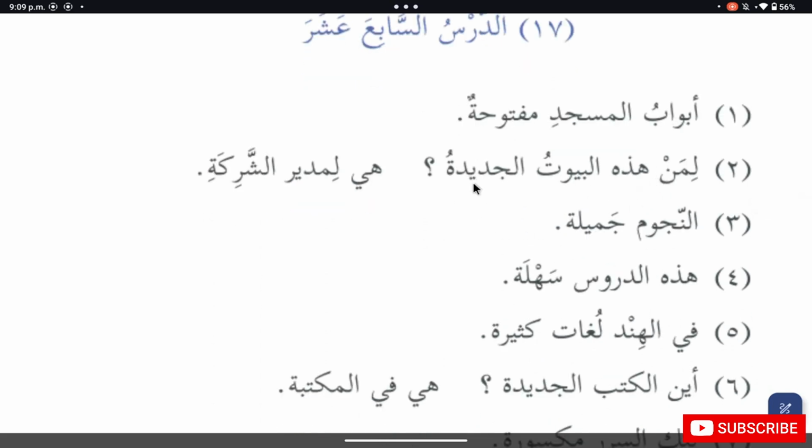لمن هذه البيوت الجديدة. Basically, whose houses are these? For who are these houses? Again, بيوت, feminine singular, non-intelligent, غير عاقل, so we use هذه. هي لمدير الشركة. You can say sharika or shirka in Arabic for company. It is for the director of the company.